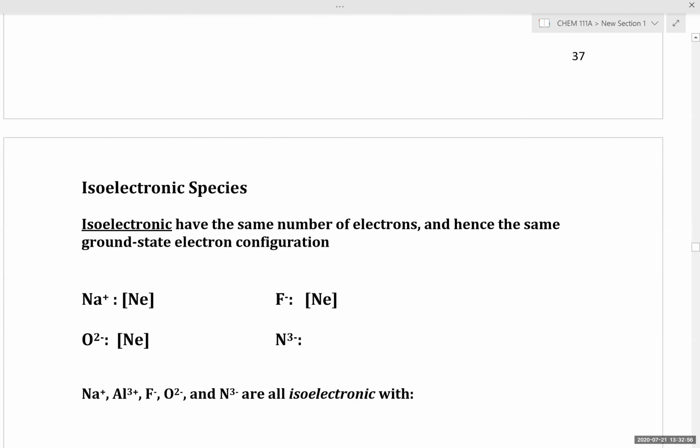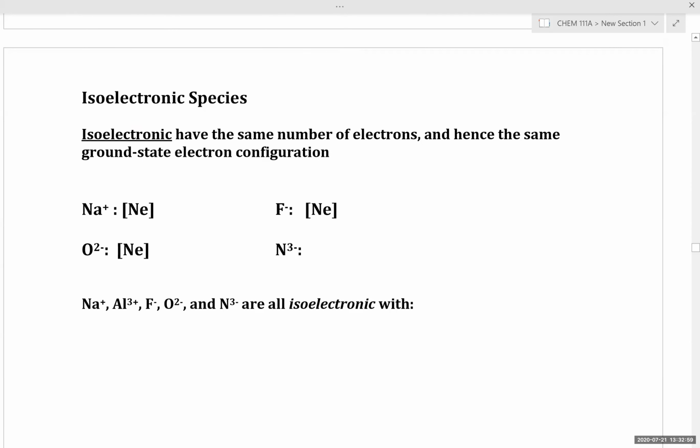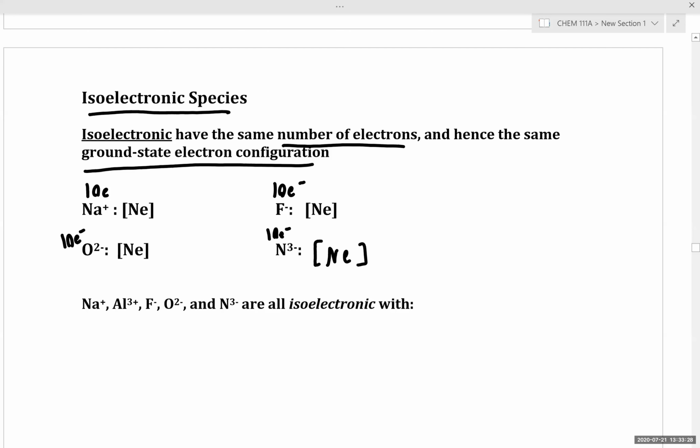Okay. So let's talk about another term, isoelectronic species. We may have heard this term all the way back in chapter 2, but just as a reminder, isoelectronic species have the same number of electrons and thus the same electron configuration. So for example, sodium plus has 10 electrons. Fluorine minus or fluoride has 10 electrons. O2 minus has 10 electrons. N3 minus also has 10 electrons. So all of these ions have the configuration of neon. So all of these ions are isoelectronic with the noble gas of neon.